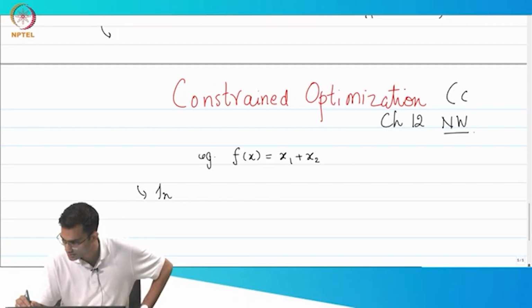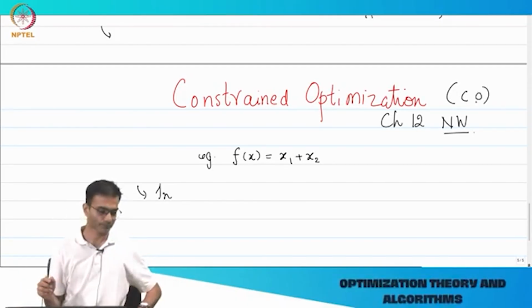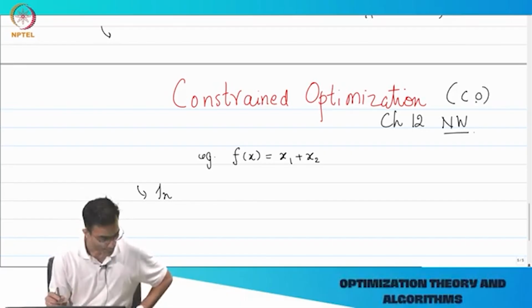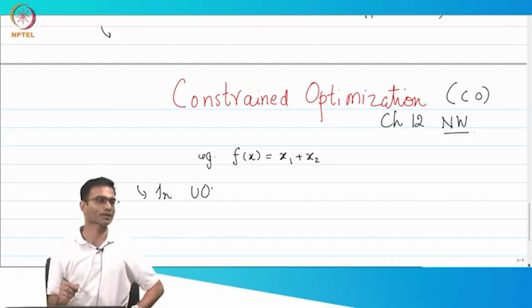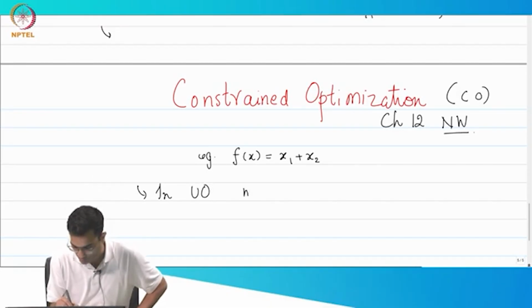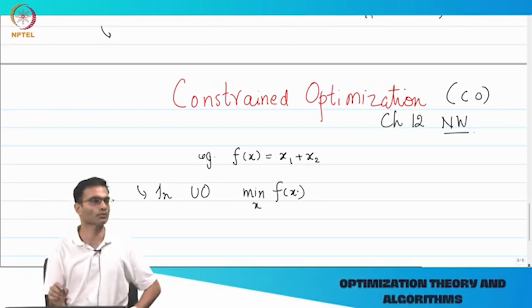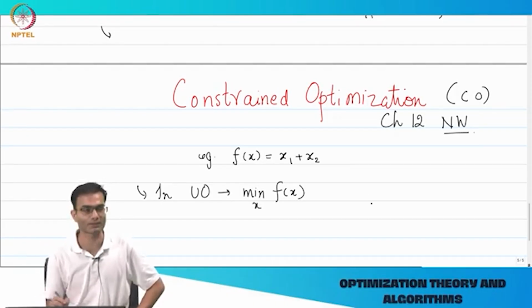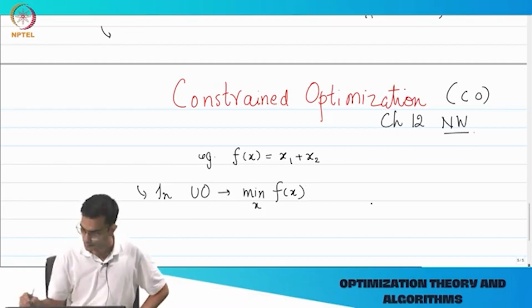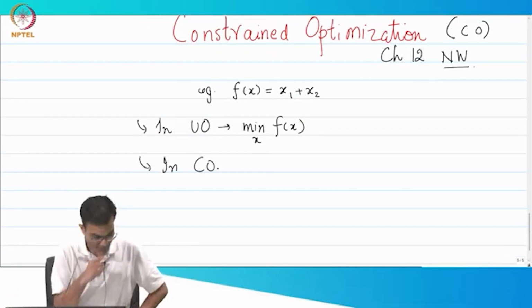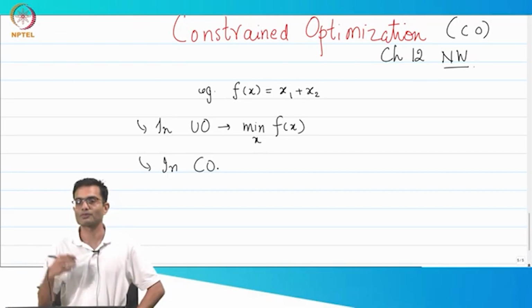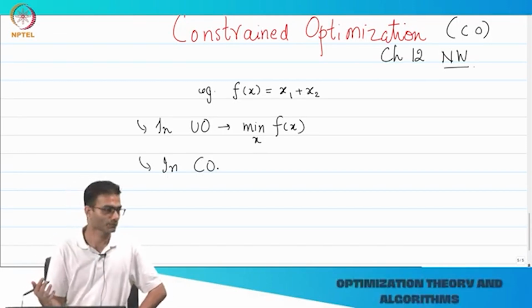Let's call this CO. In the unconstrained, U is unconstrained optimization, right? So simply the way we wrote it was, this is how the notation for the problem is. Unconstrained optimization, I write it like this. In constraint optimization, I have to obviously introduce some constraints for you, right?